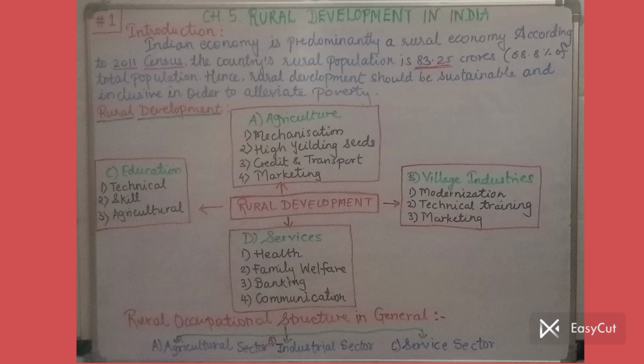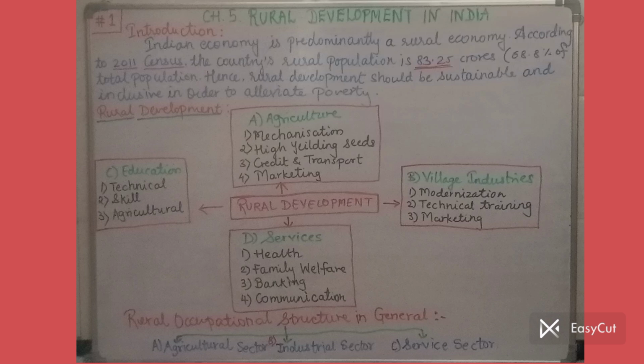I repeat in short: agriculture, mechanization, high yielding seeds, credit and transport, marketing; village industries, again modernization, technical training, marketing; education, technical, skill and agricultural; services, health, family welfare, banking and communication. So that was about the overall rural development.